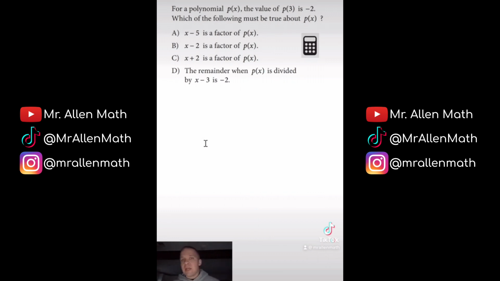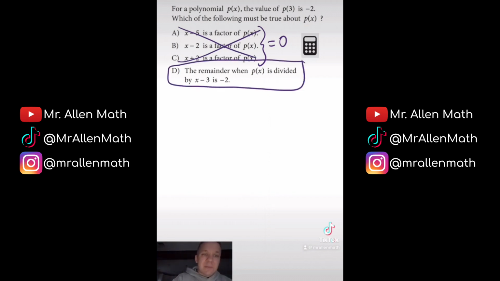My first 3 answers here are all x minus 5 is a factor, x minus 2, or x plus 2 are all factors. If they are going to be factors, when I do say synthetic division or I evaluate with 5, 2, or negative 2, I'm going to get 0 as my answer or 0 as my remainder in synthetic division. So right off the bat, I know that these 3 are not the answer and that choice D is my correct answer. But let's make sense of choice D, shall we?